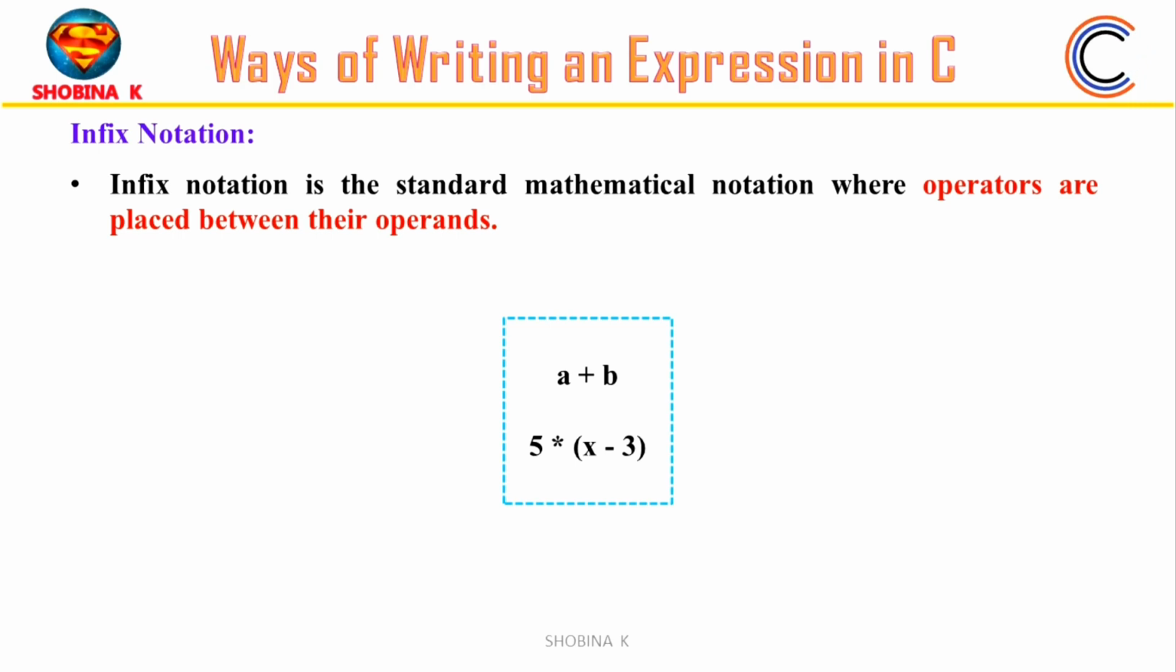Now look at the next example. 5 asterisk x minus 3. Here the multiplication operator asterisk is placed between the operand 5 and the expression x minus 3. The expression x minus 3 is also in infix notation, where the subtraction operator minus is placed between the operands x and 3. So both expressions follow the infix notation format in which the operators are placed between the operands.